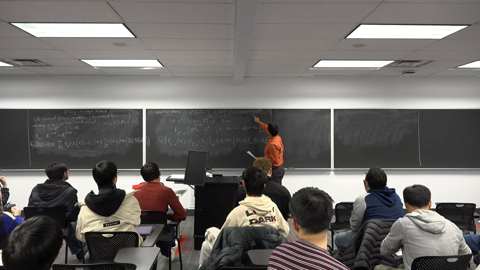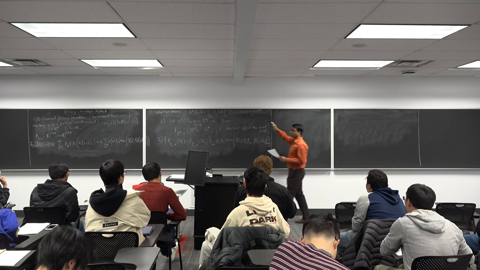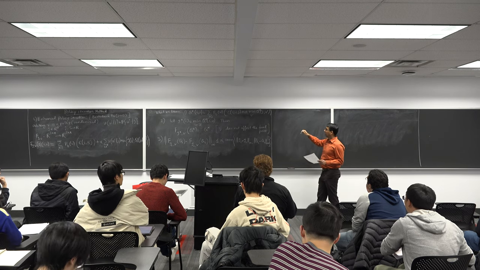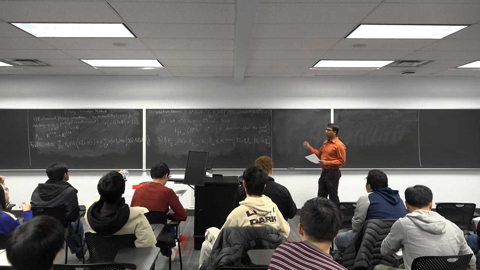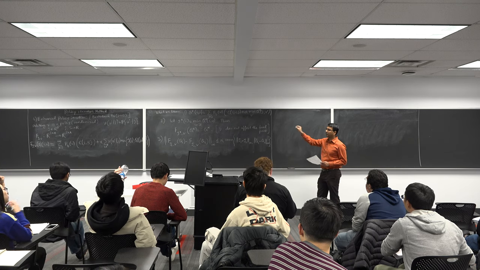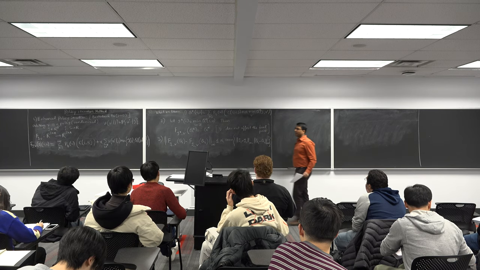So, min over u prime of Q star of j comma u prime. Q is a matrix. The rows are indexed by j, the columns are indexed by u prime. So you look at the minimum element in each row, and that becomes this vector.